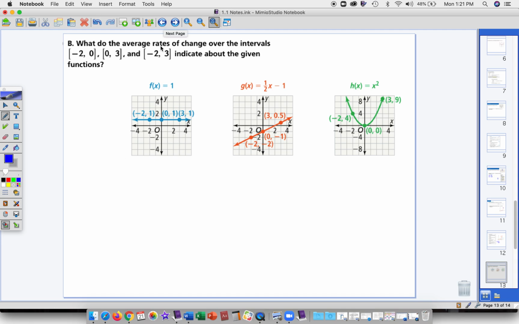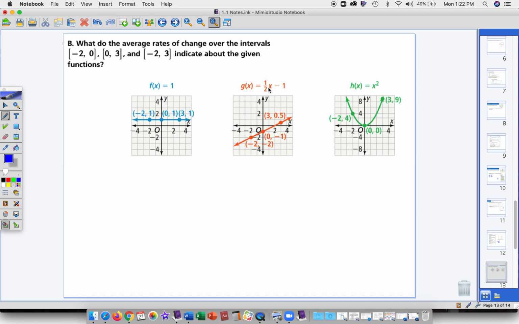What do the average rates of change over these intervals, from -2 to 0, 0 to 3, and -2 to 3, indicate about the given functions? Remember, these intervals are all in terms of x values. So we're saying, what is this function doing from -2 to 0? What's its average rate of change? From 0 to 3, and from -2 to 3. We're going to look at those three intervals for each one of those functions. Notice here, this function is f of x equal to 1. The graph of f of x equal to 1, or y equal to 1, is this horizontal line.